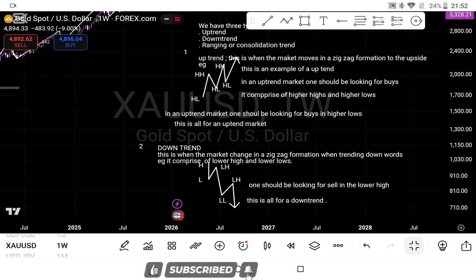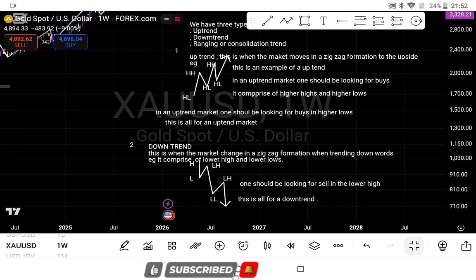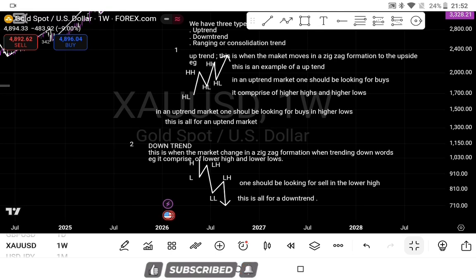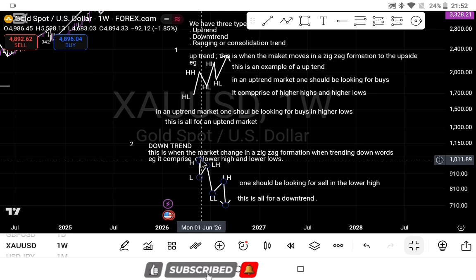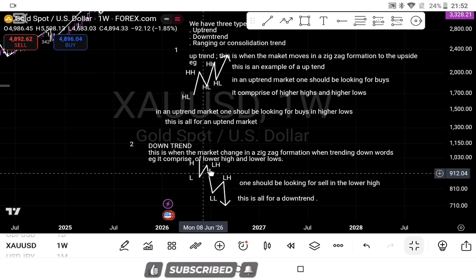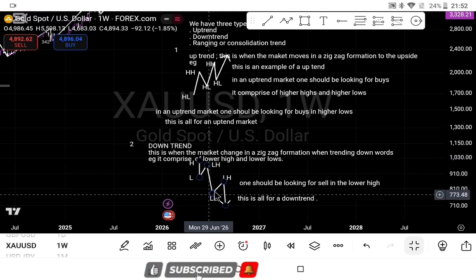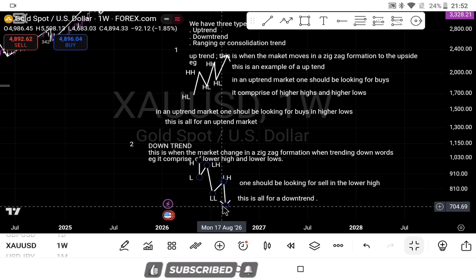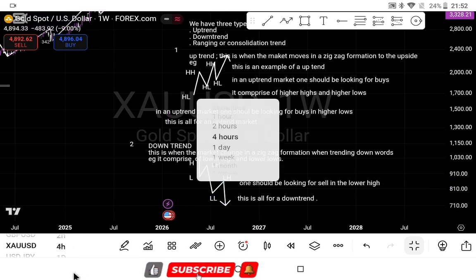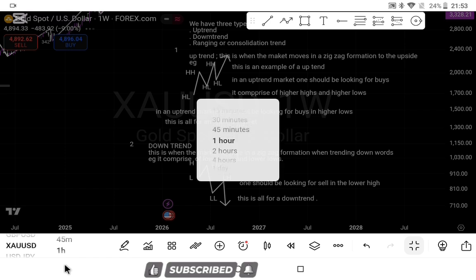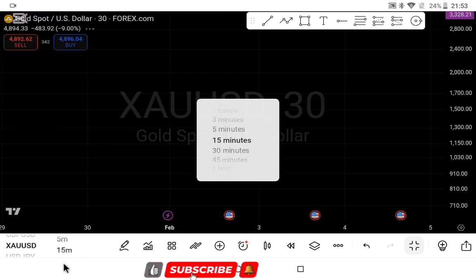We have a downtrend here. In a downtrend, the market moves in a zigzag formation trending downwards. It is comprised of lower highs and lower lows. You can see the illustration I used here. This is a high that led to this low, that led to this lower high, that led to this lower low, that led to this lower high, that led to this lower low. You understand? Okay, let me go to a live chart so I can give you a live example to understand.